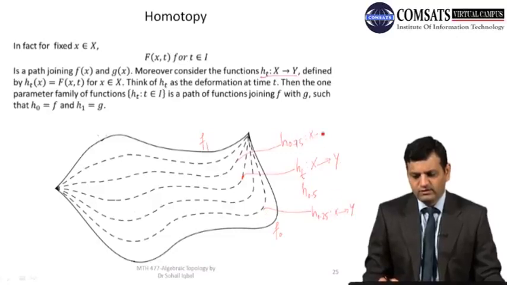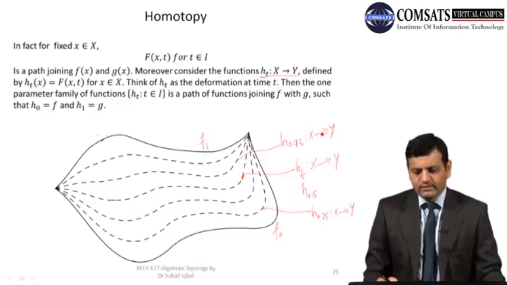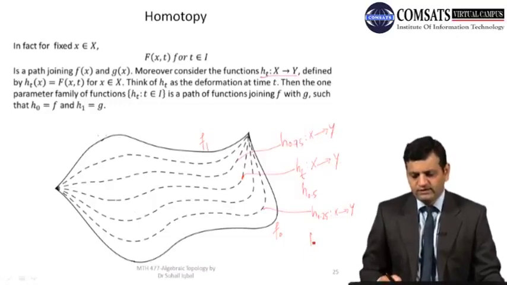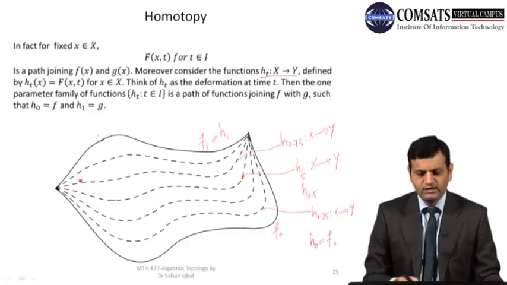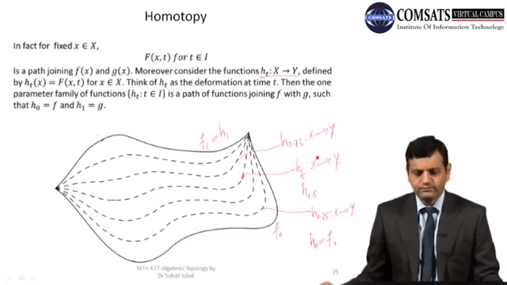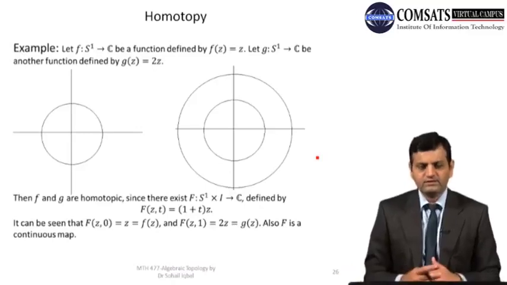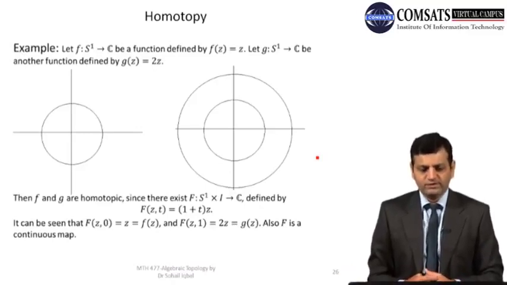So these are all continuous functions from X to Y. But the point is, what is h0? So h0 is f0, and what will happen when t is equal to 1? We should get this function f1. So let's consider some examples of homotopic functions.